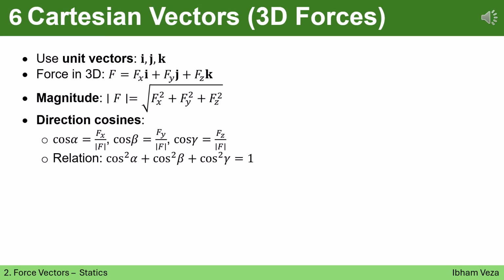Cartesian vectors, 3D forces. In three-dimensional problems, forces are expressed using Cartesian vectors and unit vectors i, j, and k. These unit vectors represent directions along the x, y, and z axes. A force vector can be written as the sum of its components in each direction. From these components, we can calculate the force magnitude and determine its orientation using direction cosines. This approach is fundamental for analyzing forces in space.